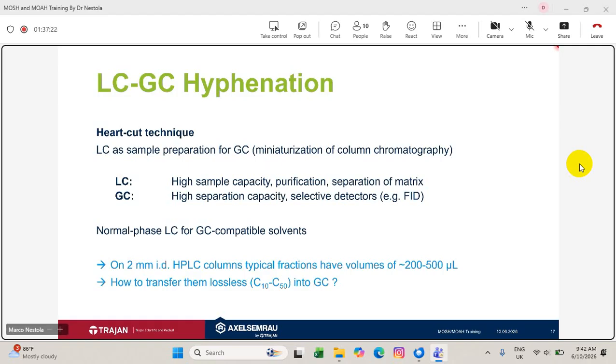Because we are getting volumes in the range of 200 to 500 microliters. For MOAH, it's in the range of 500 microliters. So now the question is, how do we get 500 microliters of MOSH and 500 microliters of MOAH into the GC without the loss of C10 to C50? That's now the basic idea we need to think about.